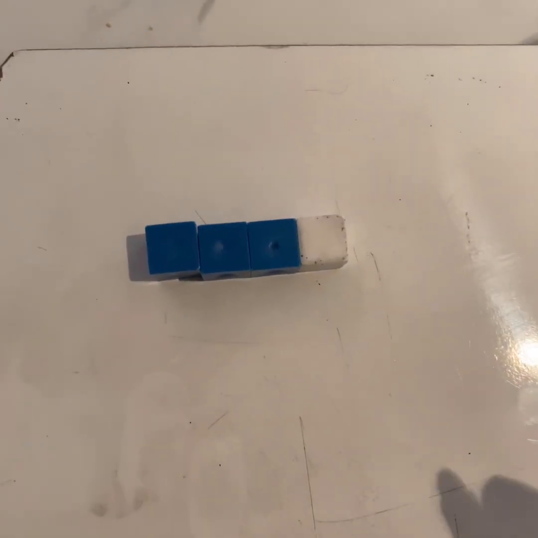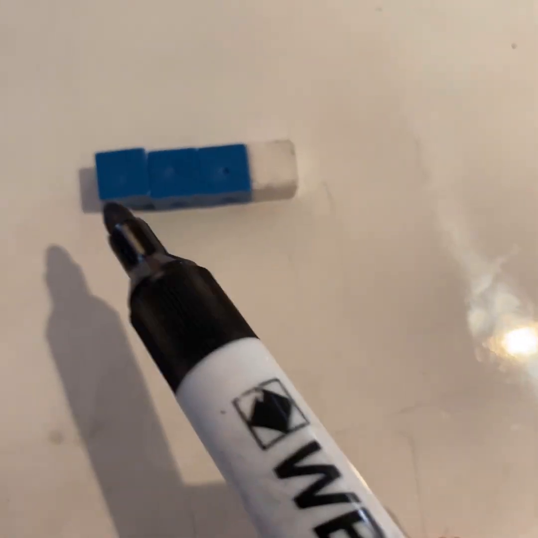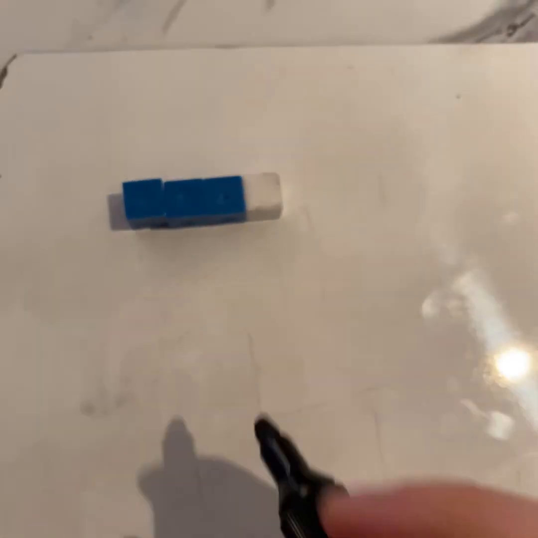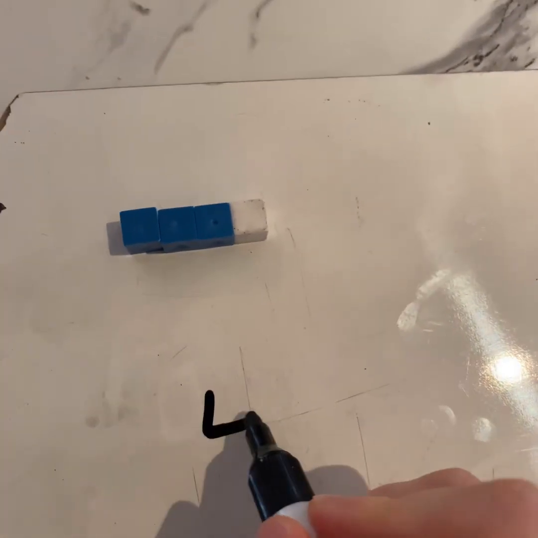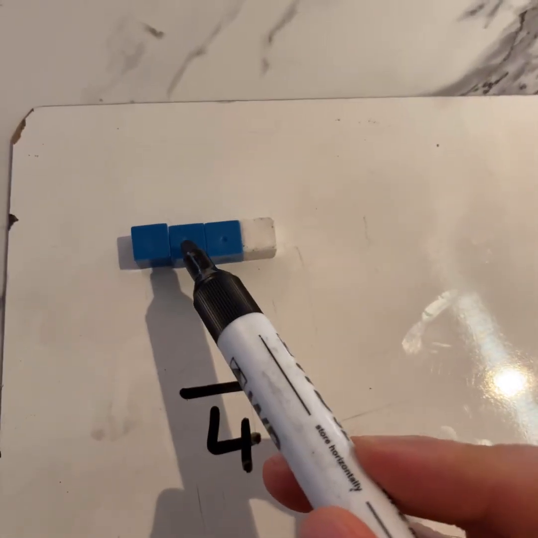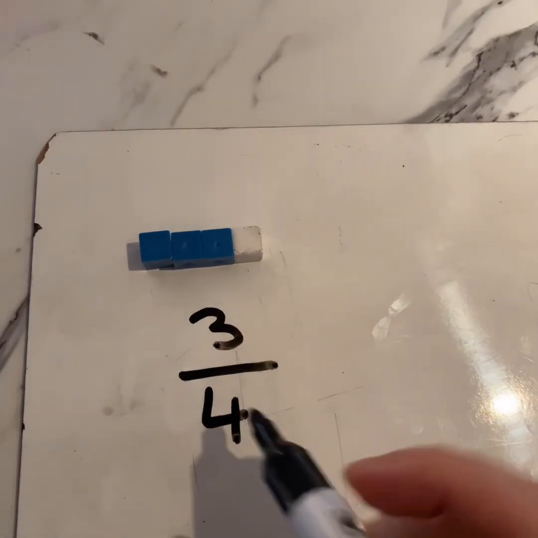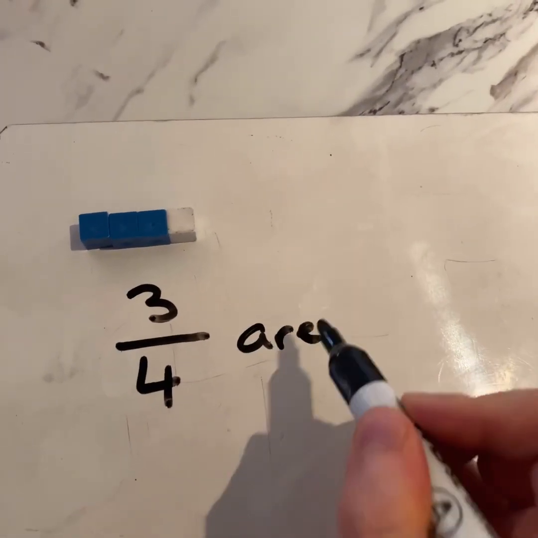Now, if you're watching this video, hopefully you've done stuff in class before. If you look at this, you can see that there are 4 parts in the whole shape. It's what we call the denominator. It goes on the bottom of a fraction. And we can see that 1, 2, 3 parts out of 4 are blue. So we could say 3/4 are blue.